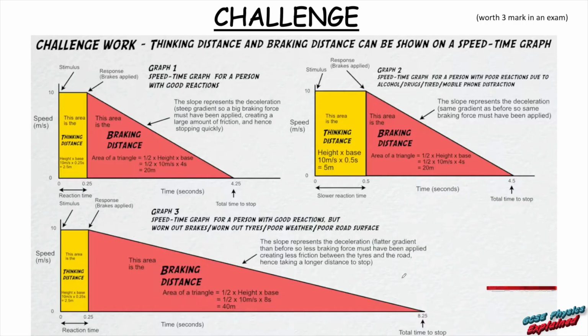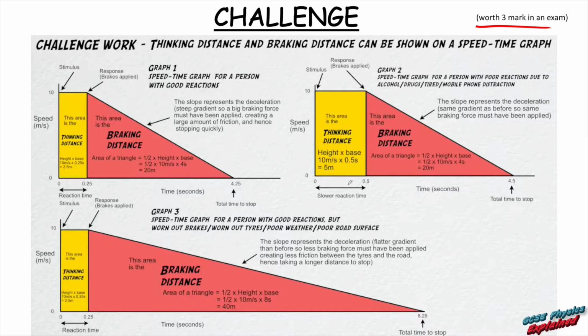If you're doing the higher tier exam, for an extra 3 marks, they can often present a speed time graph and ask you to work out the thinking distance and braking distance from the graph. This first graph is for a person with an average reaction time and with a car where the brakes are in good working order. This next graph shows a slower reaction time, which causes a larger thinking distance.